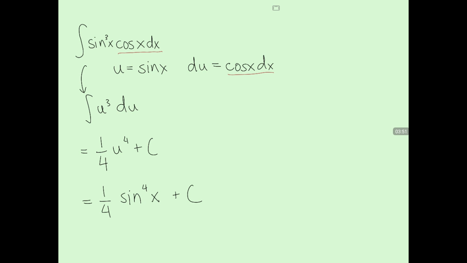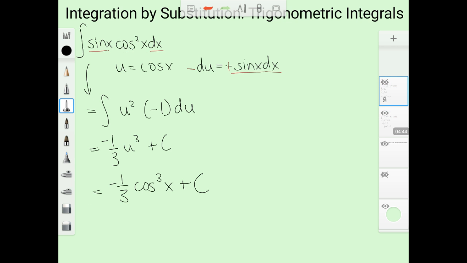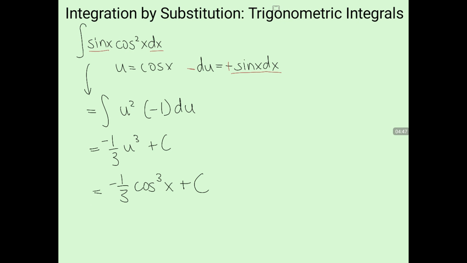All you have to do is set u equal to sine x, and if you have one term of cos x, then that will be your du. So if you have sine x or cos x to the power of any number, and you also have the other function, like sine to the power of something times cos x, then you can use this method of substitution. Same thing with cosine, like in the previous example. So that is integration by substitution with trigonometric integrals.